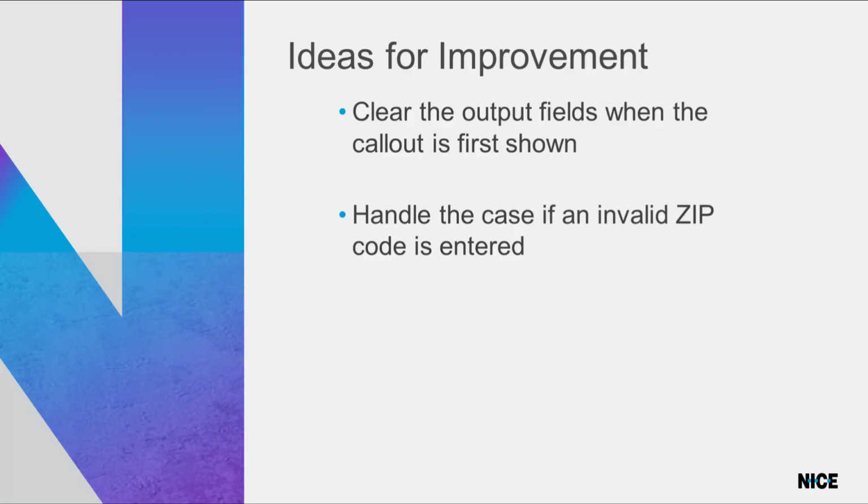This solution could be improved in a number of ways. For example, right now when the callout is displayed, the time and temperature fields show the word label, those should be cleared. You could do that by clearing their values in the event handler. Also, our workflow will fail if the user enters an invalid zip code. The workflow could be modified to handle such a case.